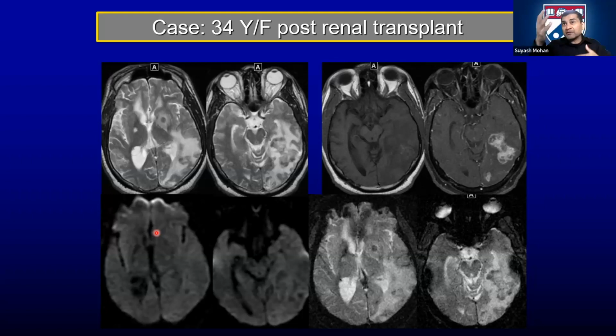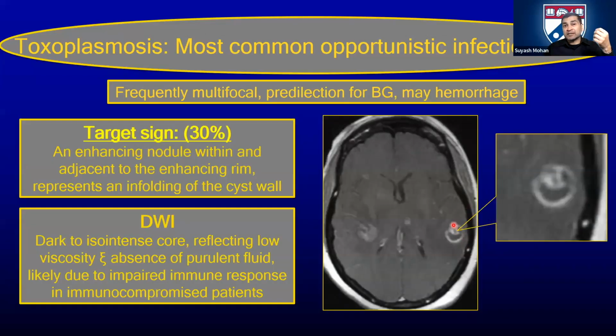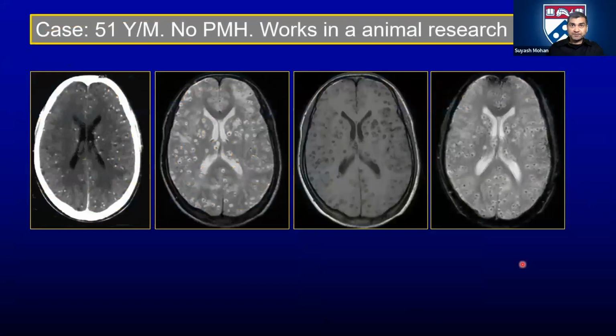So if you see this kind of pattern of very irregular findings on diffusion, susceptibility on gradient, or this eccentric infolding of the wall on these post-contrast images, in the form of what I describe as an eccentric target sign, which is not very common, but if you have it, then it becomes a very useful diagnostic clue to diagnose toxoplasmosis, right? Toxoplasmosis.